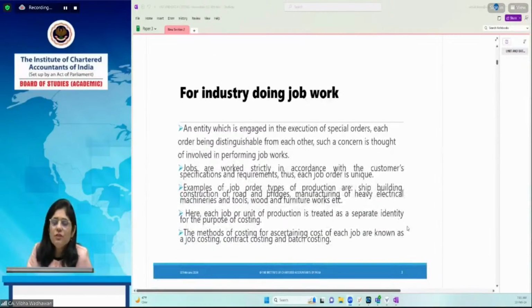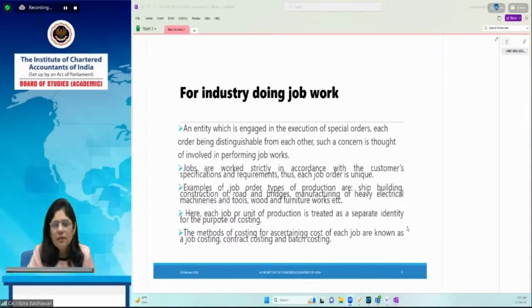Industry doing job work means customized, non-standardized work, which is engaged in execution of special orders. It's order-based production. The production will happen only when the order has come, and it will be based on the specifications of the order received. It's non-standardized work, each distinguishable from each other. If two orders are being produced, both will be different because both will have different specifications and requirements. Jobs are strictly in accordance with customer specifications and requirements.